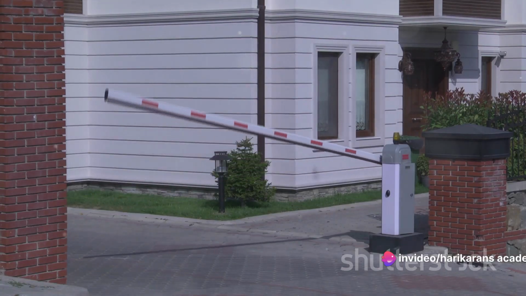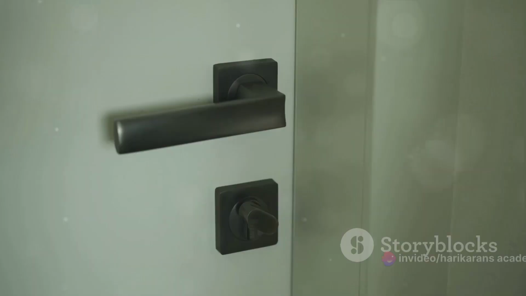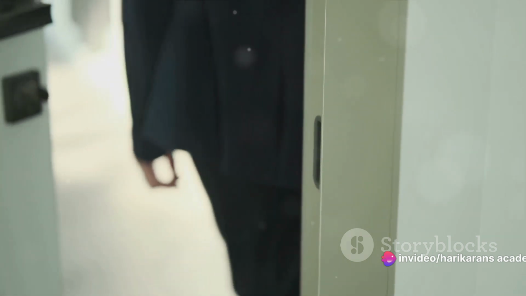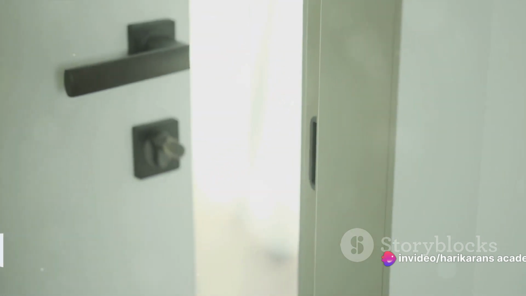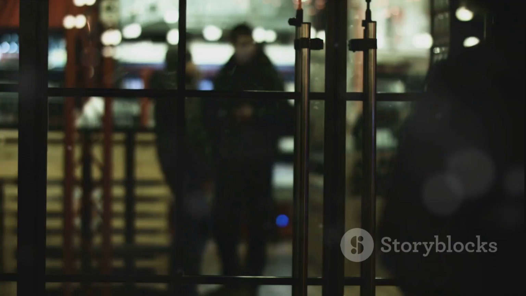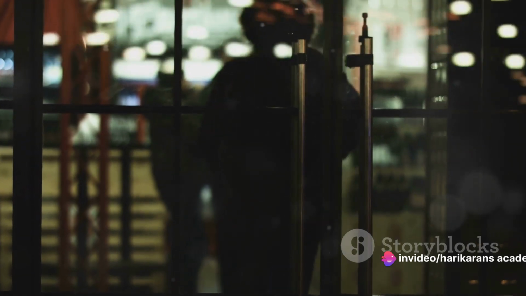Remember the synchronized modifier? It's like a door with a security guard. Only one person can pass through at a time to ensure safety. In the same way, synchronized methods allow only one thread to access them at a time, maintaining the integrity of the data. So, a non-access modifier is like a no-entry sign, dictating the rules of interaction. And just like how different signs serve different purposes, each non-access modifier has its own unique role in shaping the behavior of our classes and their members.